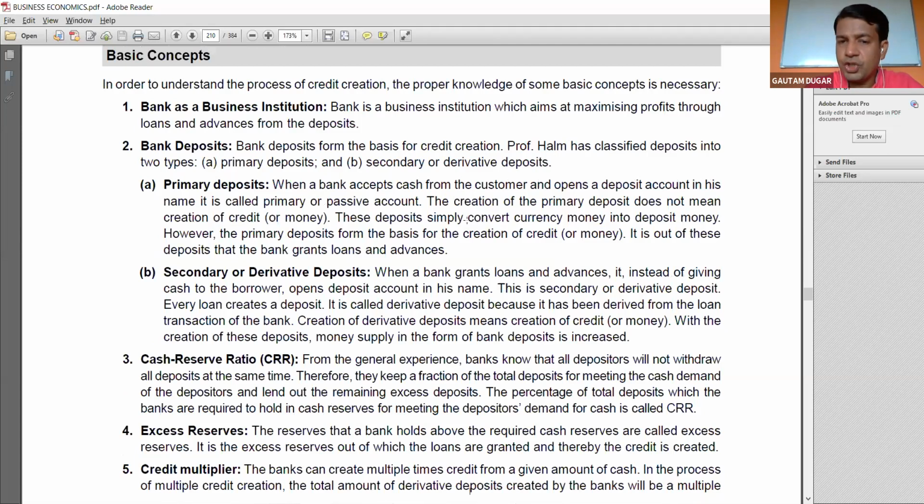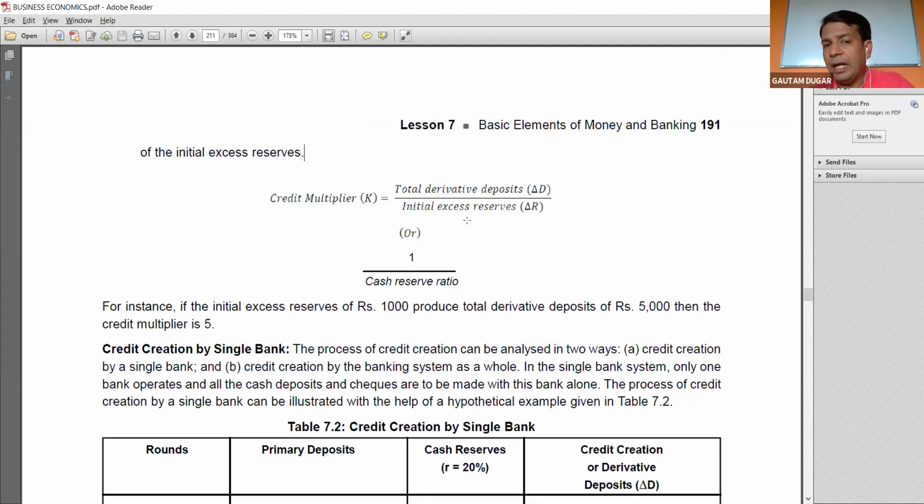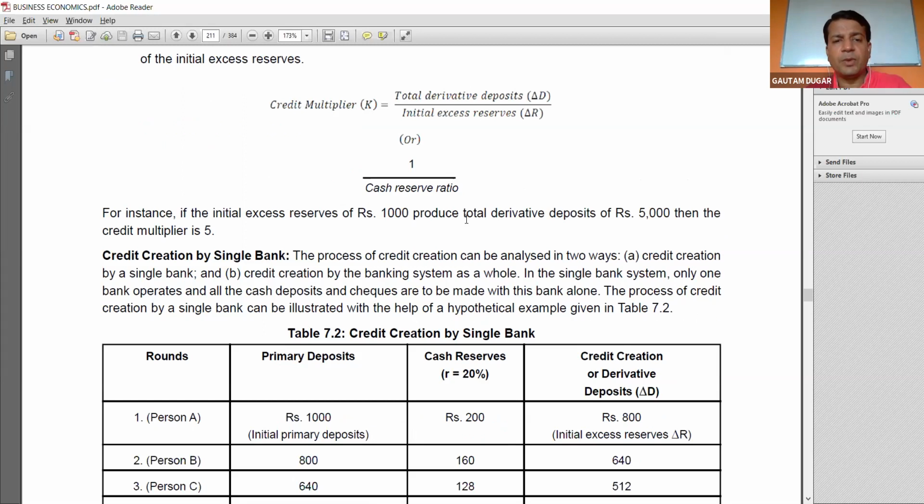CRR, the cash reserve ratio, is mentioned. Excess reserve is what? The amount of deposits which the bank is having after deducting the amount for reserves. The amount of deposits left with the bank for giving away as loan after deducting the reserves portion. That is excess reserves. Credit multiplier, we explained, will be the reciprocal of the reserve ratio, that is 1 divided by R basically. Right? This is what I was explaining to you. The credit creation process we explained, so we'll not be reading it word by word from the book.